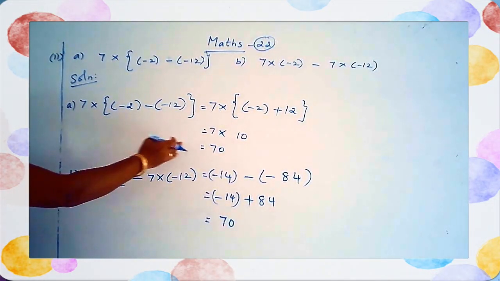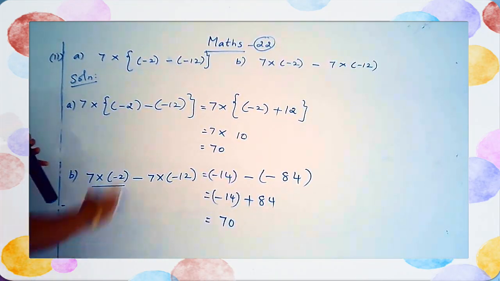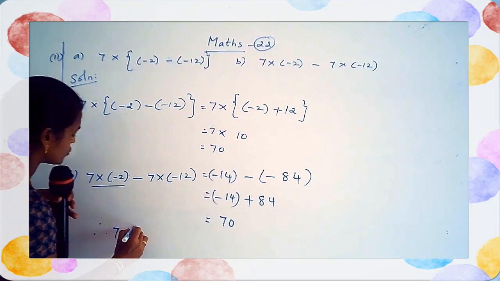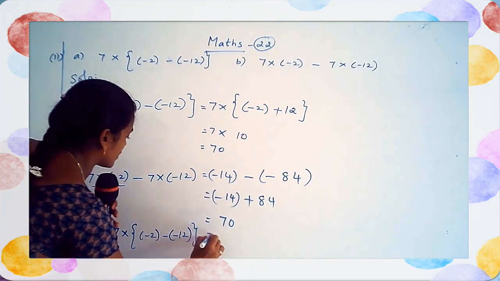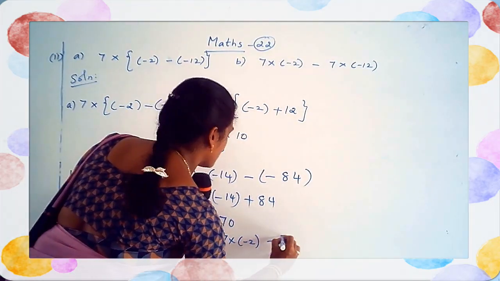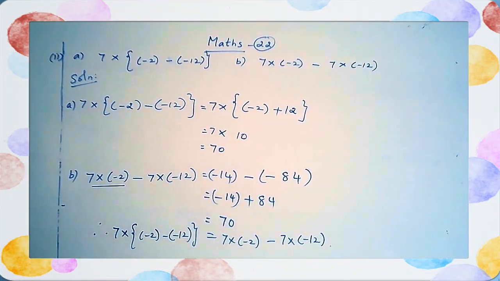Now you see here A part and B part answer is same. So these both parts are equal. Therefore 7 into minus 2 minus of minus 12 is equal to 7 into minus 2 minus 7 into minus 12. These both parts are equal. Are you clear? Yes.